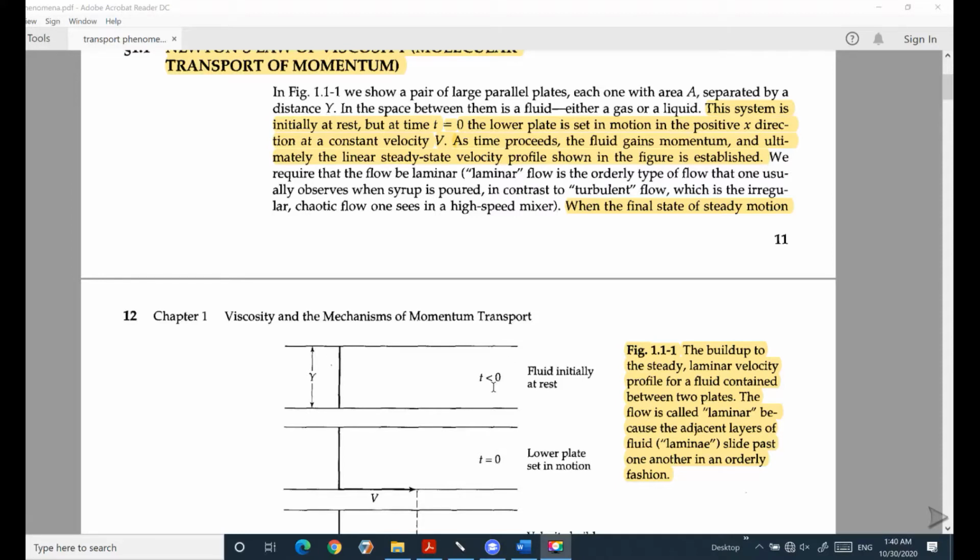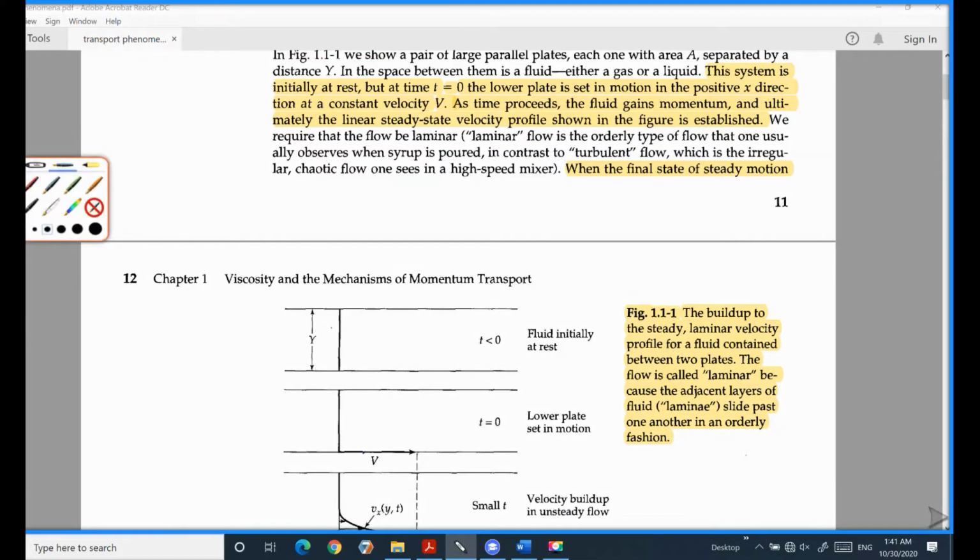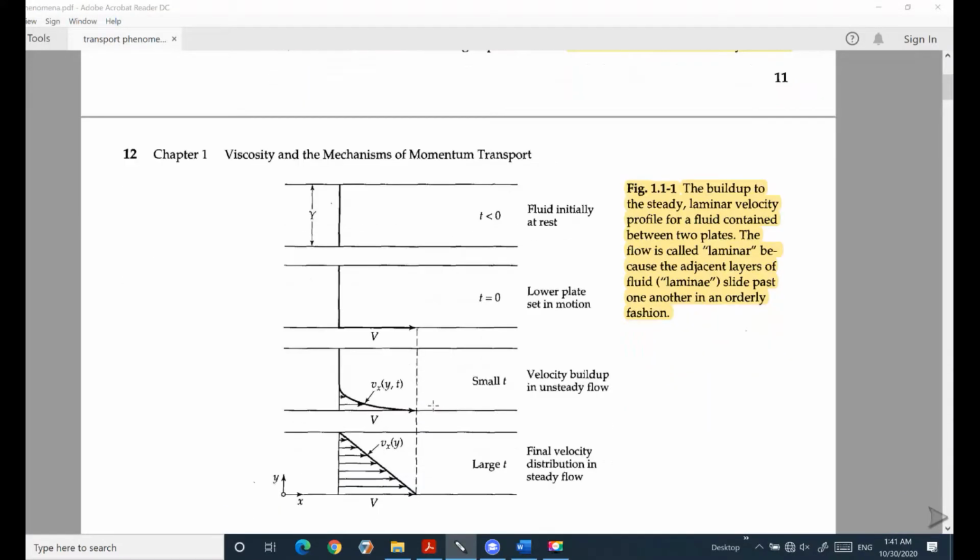When the time is less than 0, the fluid in between these two plates is at rest, it's not moving. But at time t, we start applying some force F on the lower plate at a constant velocity of V. After a certain time, because the lower plate is moving at constant velocity V, you will see a velocity profile distribution like this in unsteady state flow, Vx.